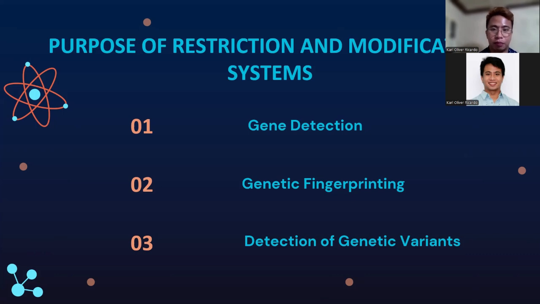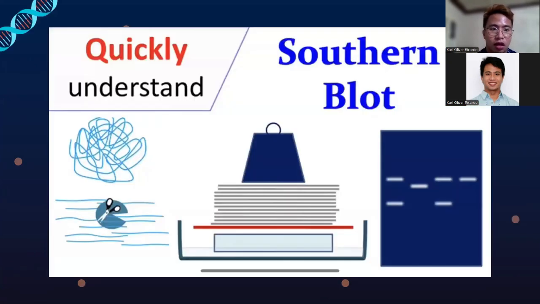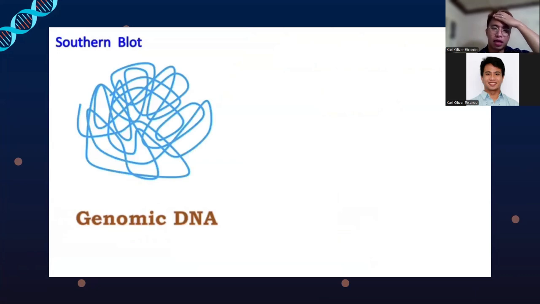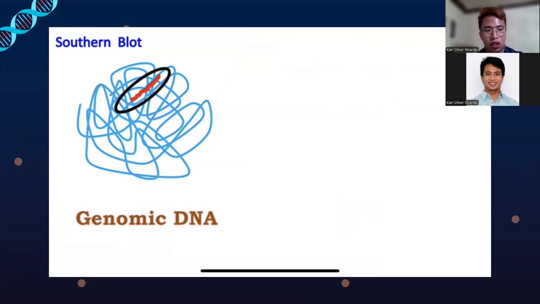So, let's try to understand what happens in Southern blotting, or the Southern blot. It is a technique used for the detection of genomic DNA, a specific gene or DNA sequence. The genome is what we will take, or let's say this one. That is what we will look for. So for example, this specific area here is the specific DNA that we will take.